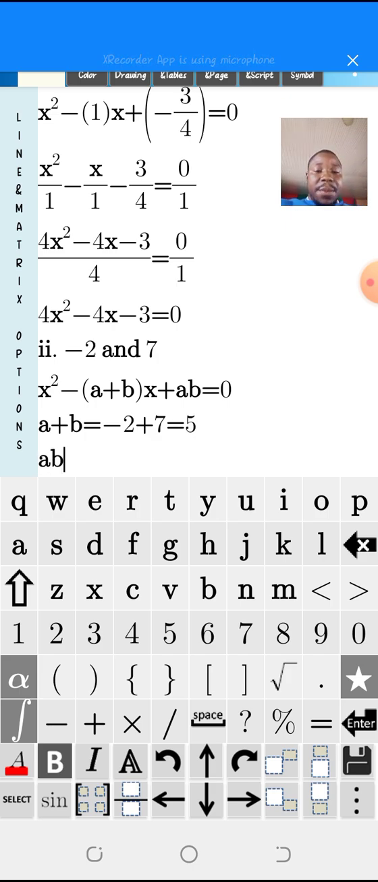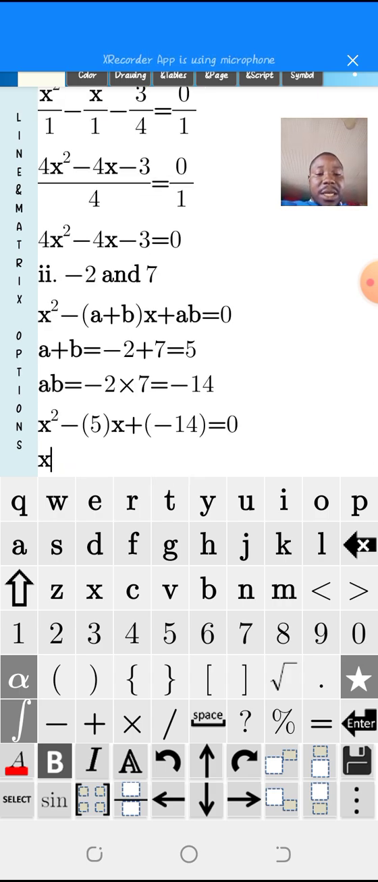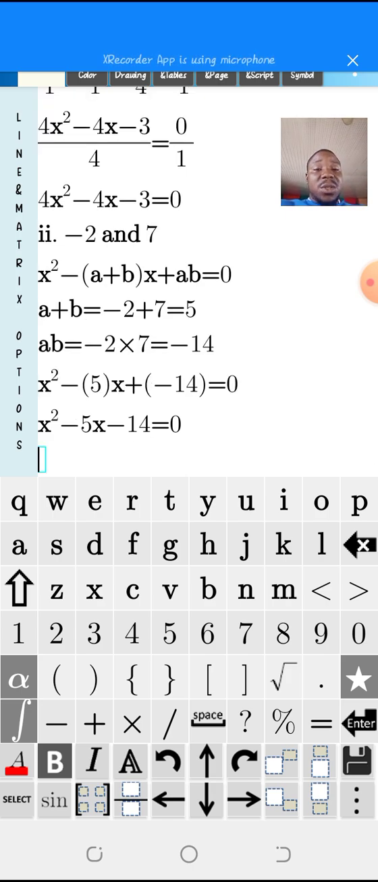And then we need ab. So ab is just minus 2 times 7, which is equal to minus 14. So from here, substituting your a plus b and your ab into the equation, that becomes x squared minus 5x plus (minus 14), which is the product, equals 0. And this is just x squared minus 5x minus 14 equals 0. And this becomes the quadratic equation that we're expected to formulate from the given roots minus 2 and 7.